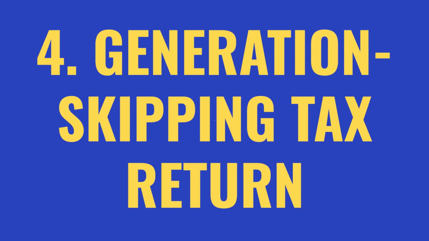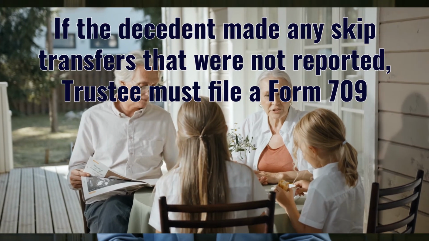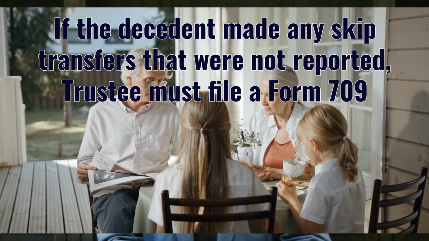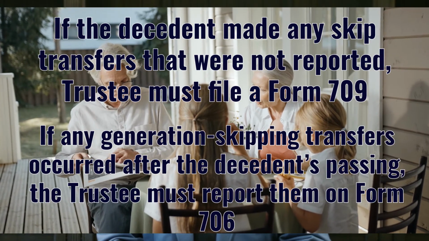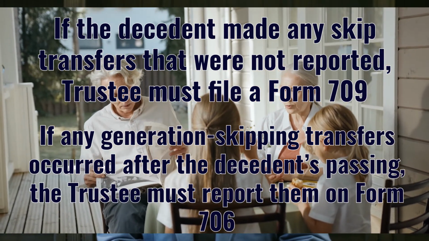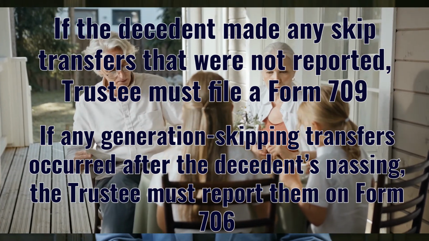Fourth, generation skipping tax return. Trustees must report generation skipping transfers and pay any taxes due. A skip person is someone who is 2 or more generations below the transferor, most commonly the transferor's grandchild. If the decedent made any direct skip transfers before they died that were not previously reported, then the trustee must file a Form 709 tax return. If any generation skipping transfers are occurring after the decedent's passing under a trust, the trustee must also report those on a Form 706 tax return.